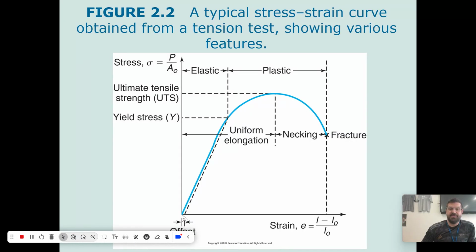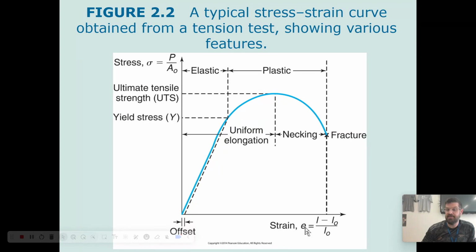What this is saying is that this is a two-axis graph, right? On the x-axis here we are measuring strain. Strain measures basically how much the length of the object changes as a percentage of its original length. In order to calculate strain, which is represented by the variable lowercase e, you take whatever length the material is at any point during the test, subtract out the original length, and then divide that difference by the original length.